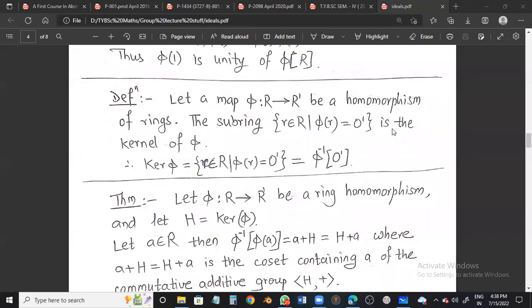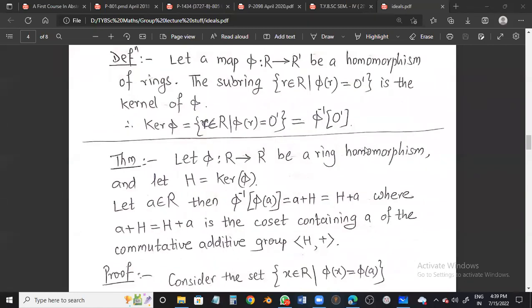Okay. So phi is a homomorphism from R to R dash. Then if I collect all the elements of the type r belonging to R such that their images are 0 dash, then this set forms a subring, and this subring is called the kernel of phi. Actually we are collecting all the inverse images of this 0 dash. So we can write the same set as phi inverse of 0 dash. Now let us deal with this theorem.